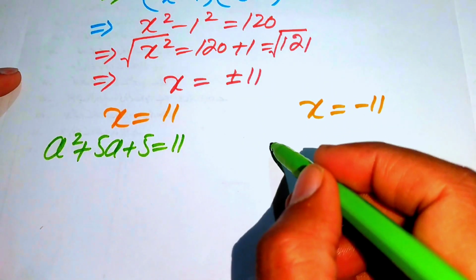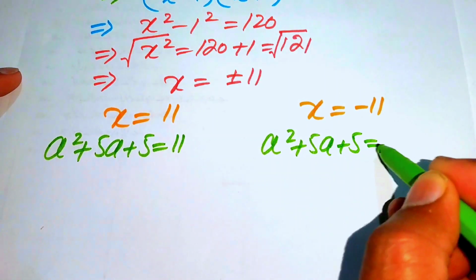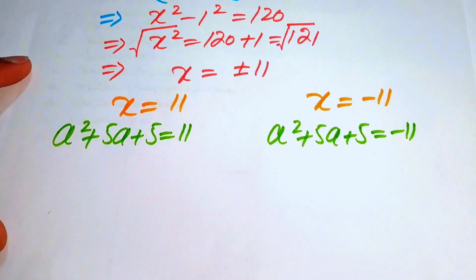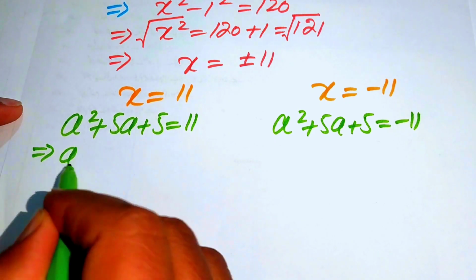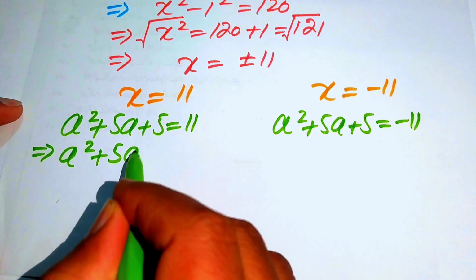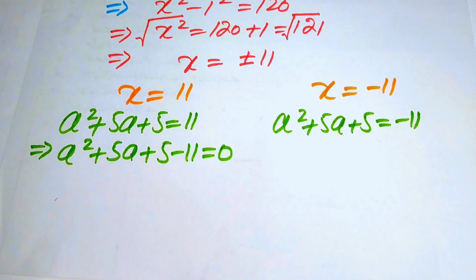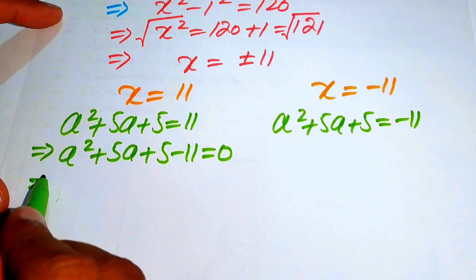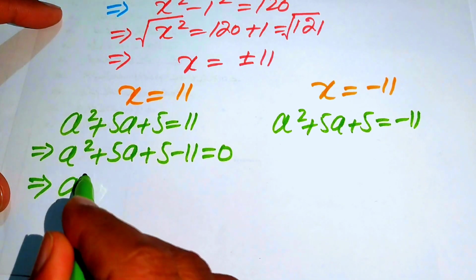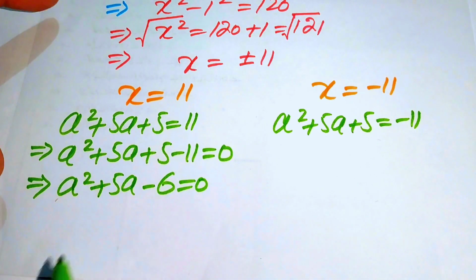11. And in this case we have a square plus 5a plus 5 equals minus 11. And now we move this 11 to the left hand side, and it will be written as a square plus 5a plus 5 minus 11 equals 0. And now we simplify this quadratic equation, and we have a square plus 5a minus 6 equals 0.